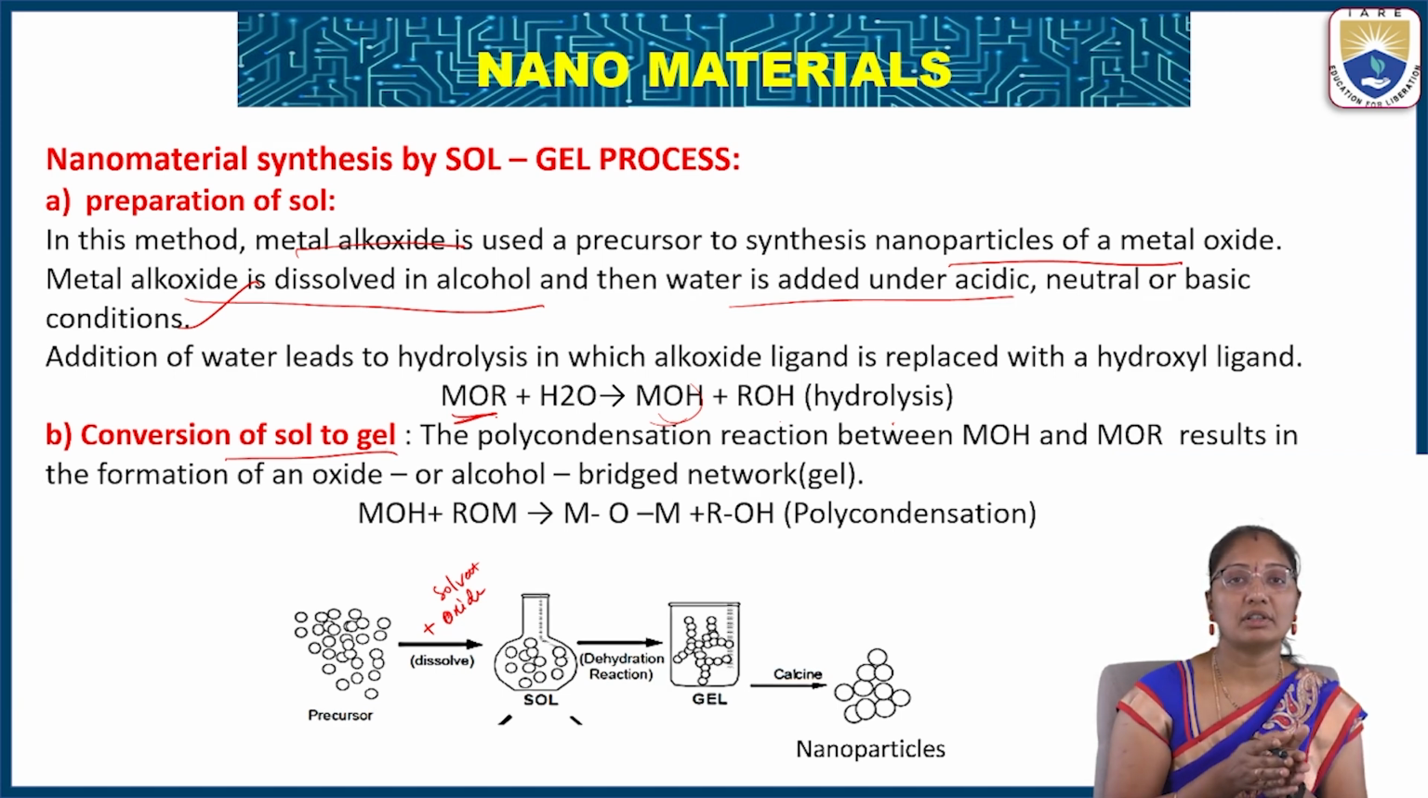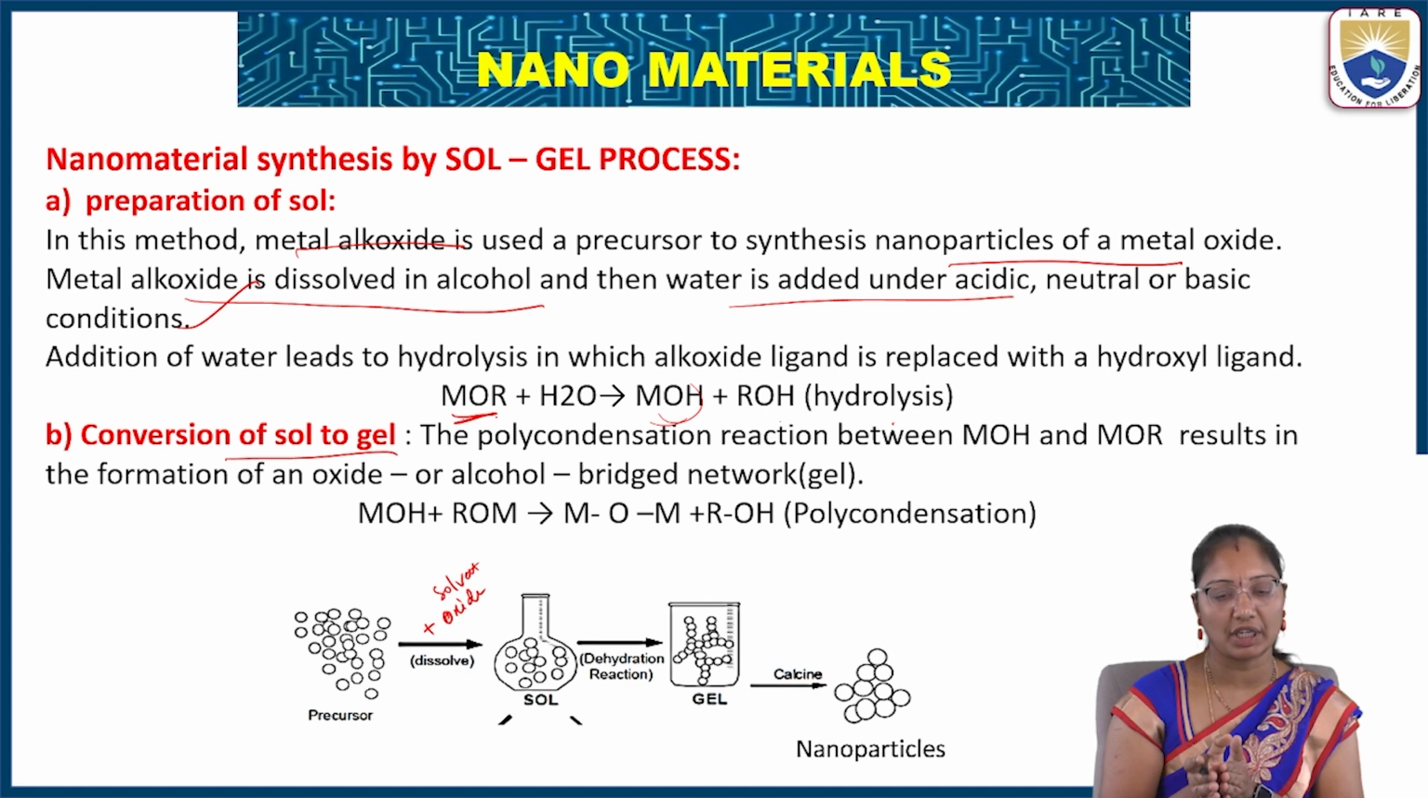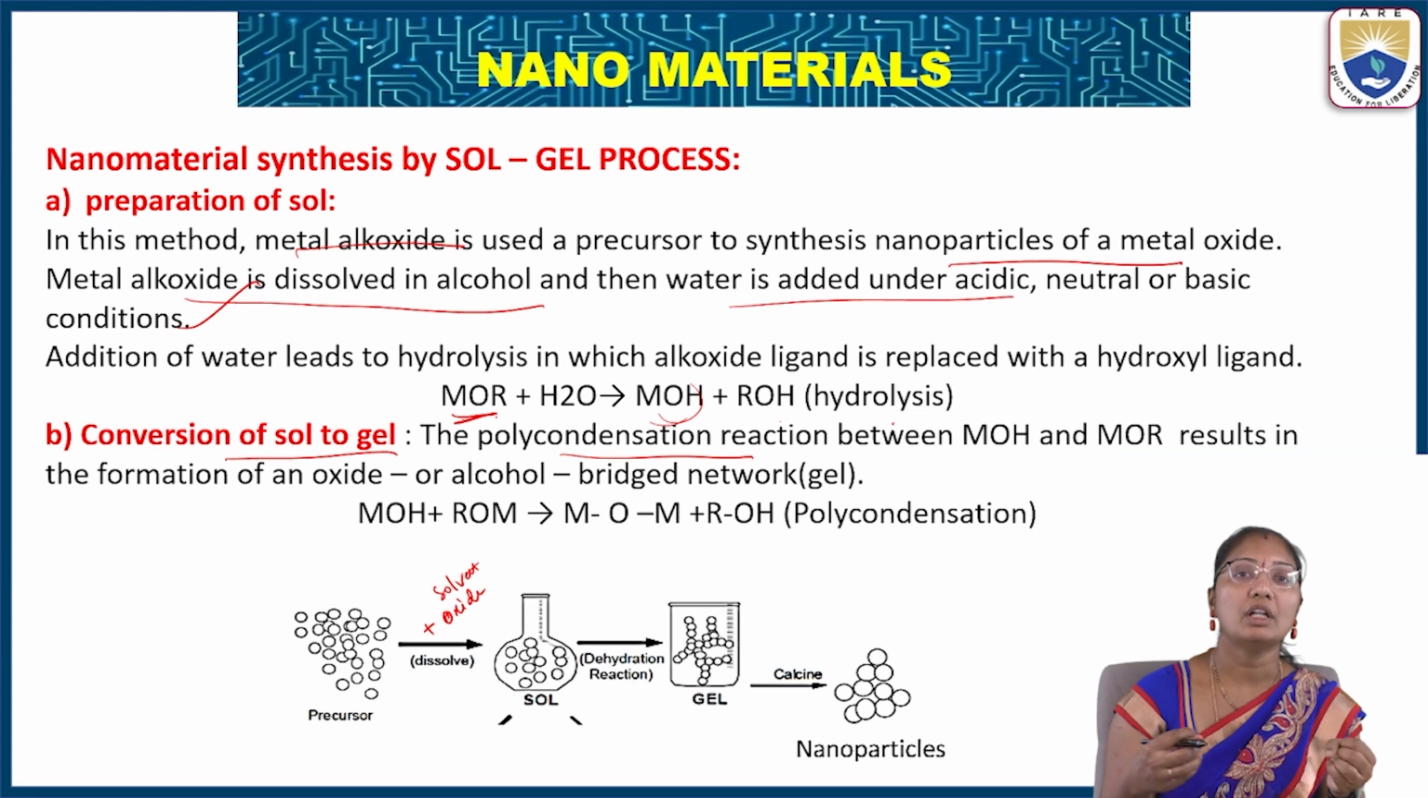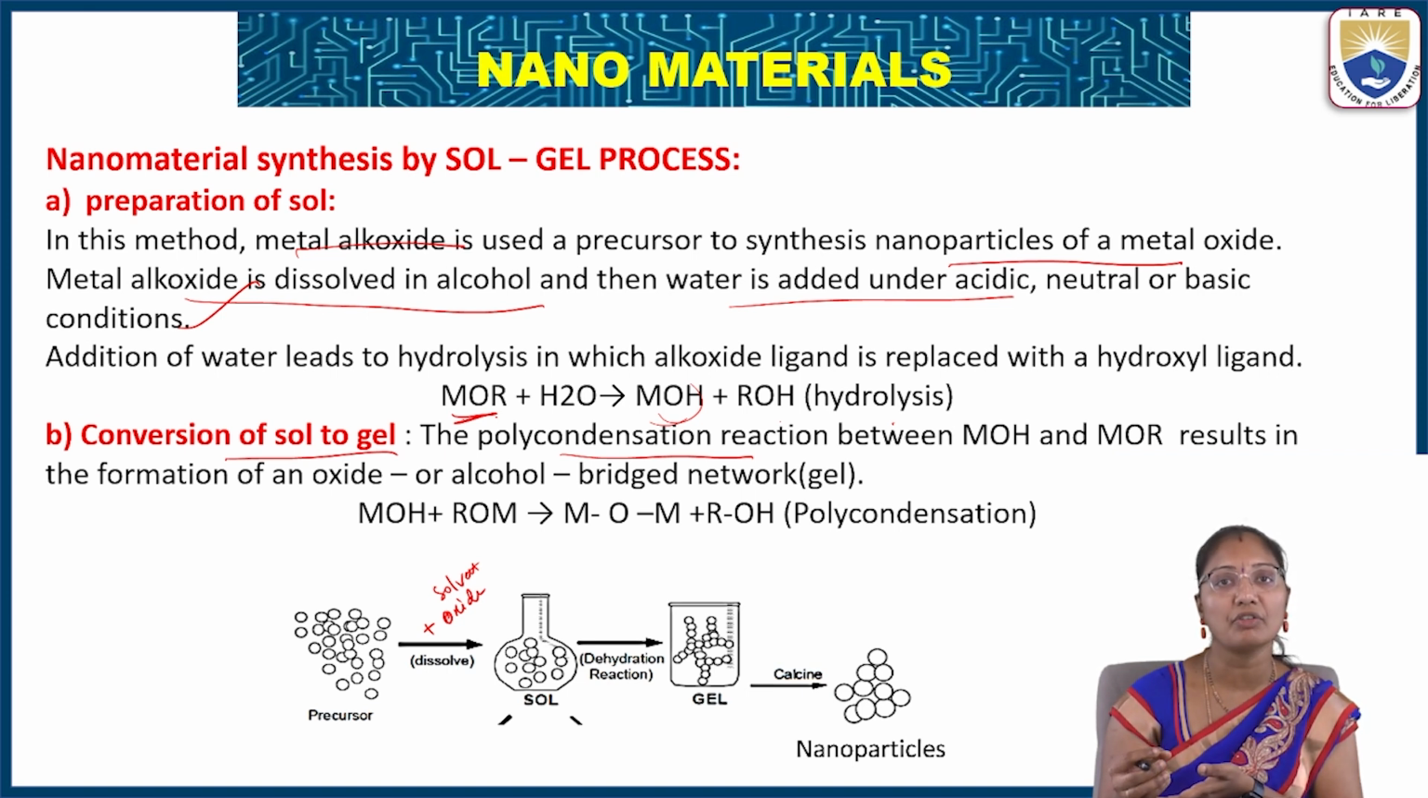So the next step is the conversion of this solution to gel. The polycondensation reaction, where condensation is nothing but the removal of some small compounds. So the two compounds, like the first formed salt and another compound, react and remove some small molecules. Suppose here the water molecule. We are removing the water molecule. In the first step, we added water for the hydrolysis process. In the next step, which is condensation, we are removing the water molecules, which results in the formation of gel.